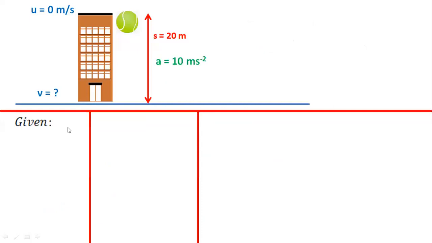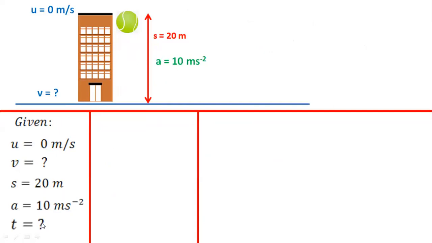Let us try to understand the situation first. Now let us write down the given data. U is initial velocity, 0 meter per second. Final velocity, we are going to calculate. S, that is the distance covered, 20 meters. Height of that building was 20 meters, so 20-meter distance has been covered. Acceleration is 10 meter per second square, and time we have to calculate. So there are two missing figures, V and T. Two things we have to calculate.